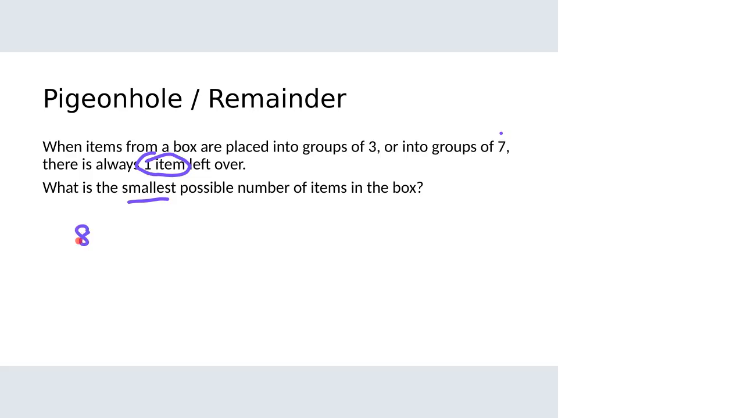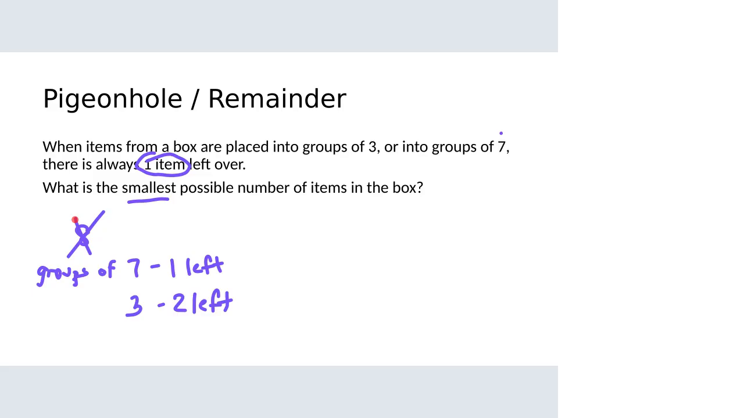If I have 8 items, if I make groups of 7, I have 1 left over, because 7 go in a group and there's still 1. If I try to make groups of 3 here, though, I'll have 3 and then 6. I have 2 left over. So that doesn't work. So 8's no good. All right, well, let's try the next thing.